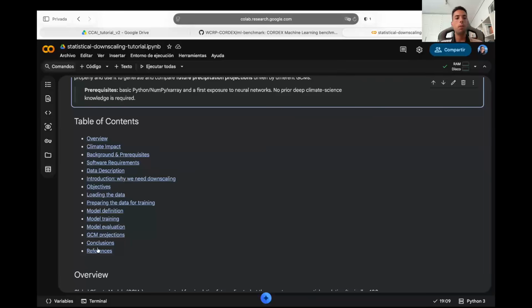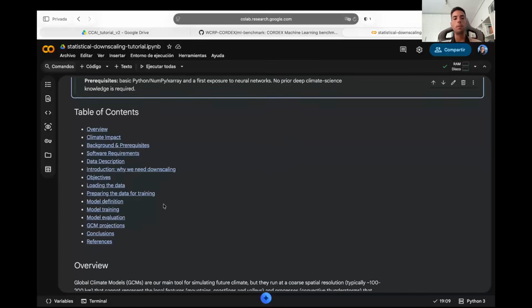This is the table of contents. I will mention a lot of things about the data, about the statistical downscaling itself, and the deep learning models that we use for statistical downscaling. We will work with real data, and we will train and make predictions with a deep learning model, and we will see what is the potential of statistical downscaling, but also deep learning models for statistical downscaling.